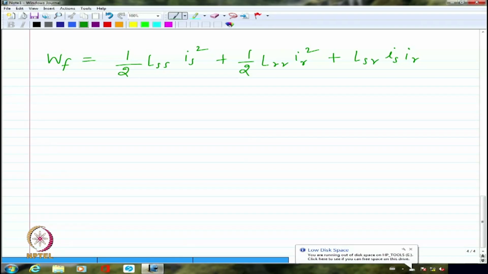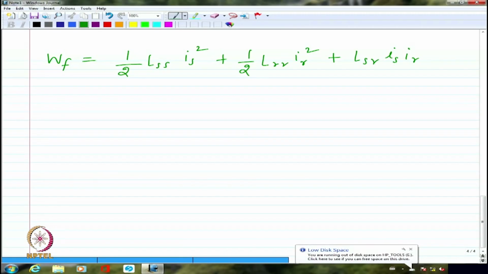Very clearly when they are in alignment I will have the maximum inductance. When they are not in alignment, at 90 degrees, I am going to have minimum inductance. Right? So we will have definitely variation, no doubt. So this is going to be my WF.